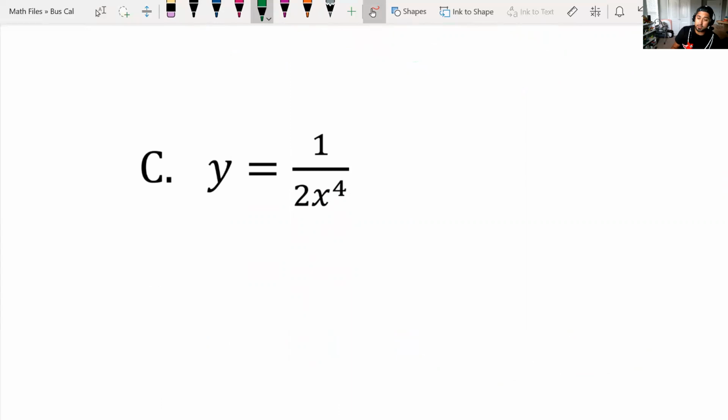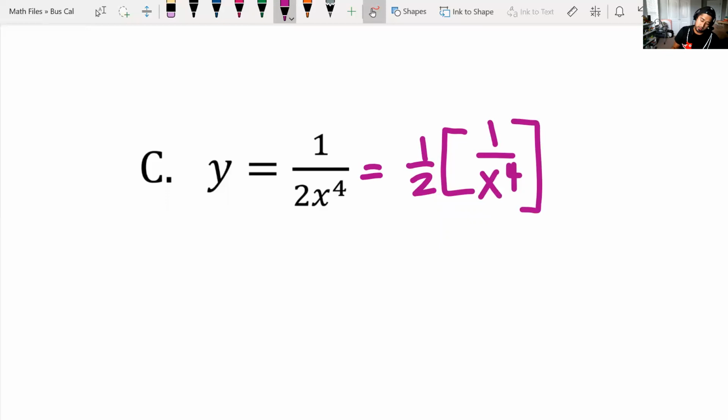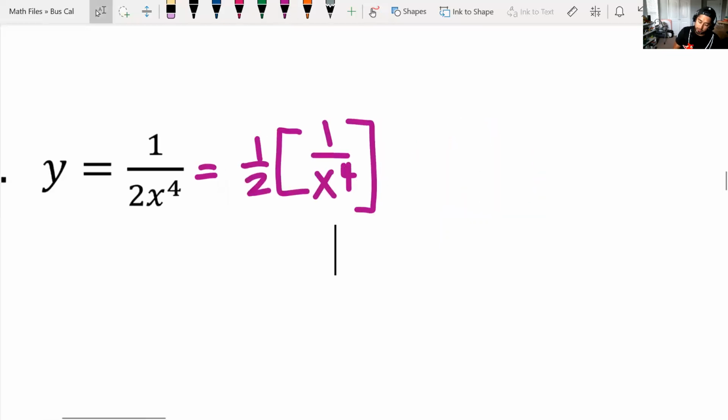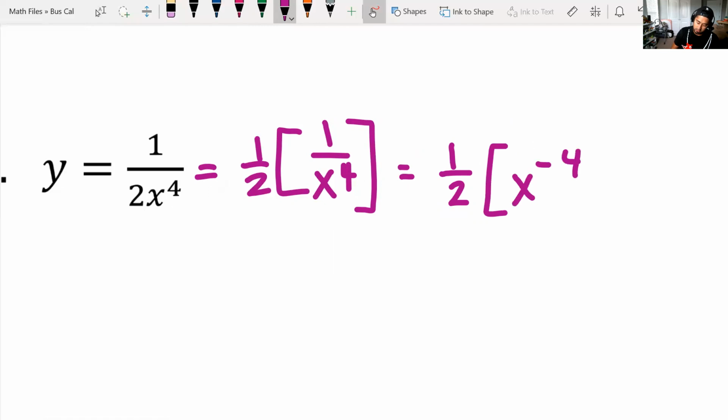Again, manipulate this, and we will get 1/2 times 1 over x to the 4th, which requires one more manipulation, or rewrite, as 1/2 times x to the negative 4. So pull out the 1/2, flip the x, make it x to the negative 4, and now we are ready for the derivative.